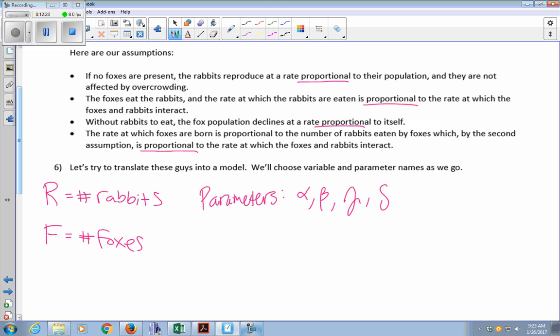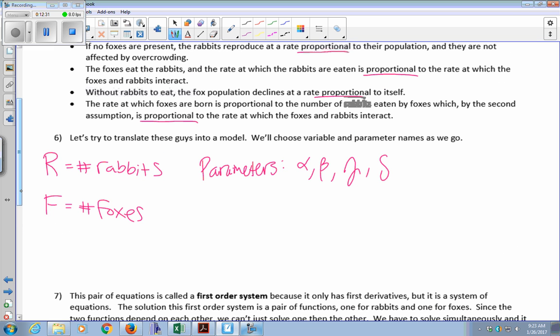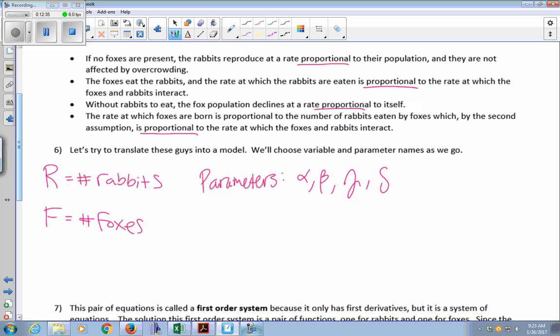So those are constants of proportionality as I try to translate these things into equations. Okay, so I'm going to translate each bullet one at a time. The first one talks about how the rabbits change. The rabbits reproduce at a rate proportional to their population if there are no foxes. So let's just write, assuming there are no foxes, that's just the Malthusian model.